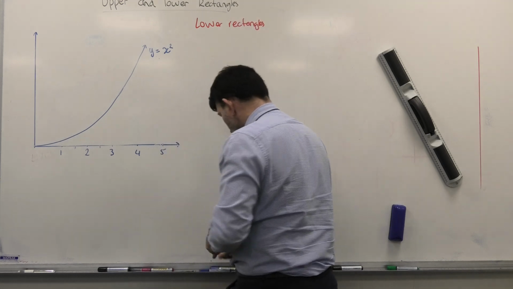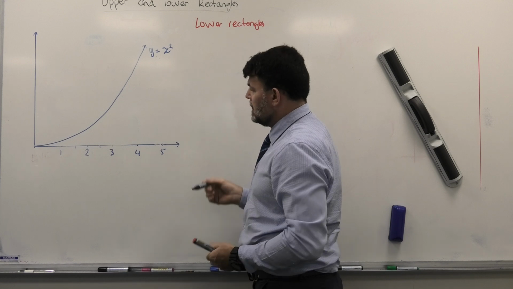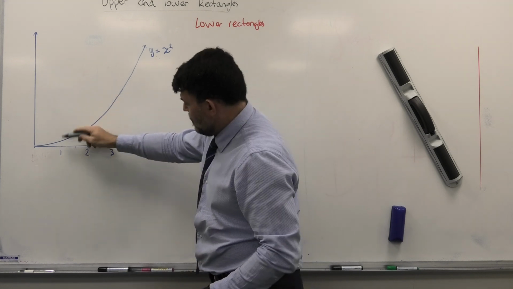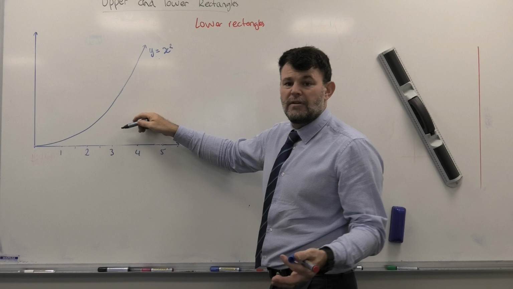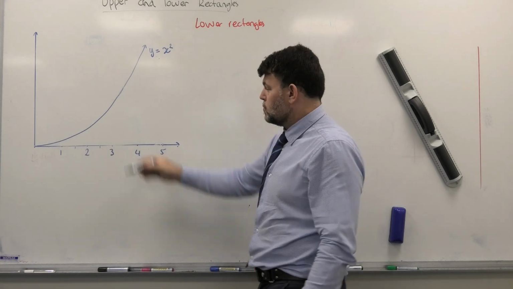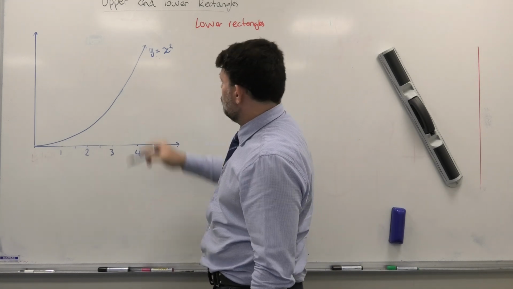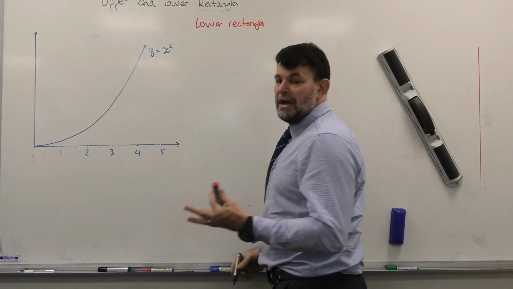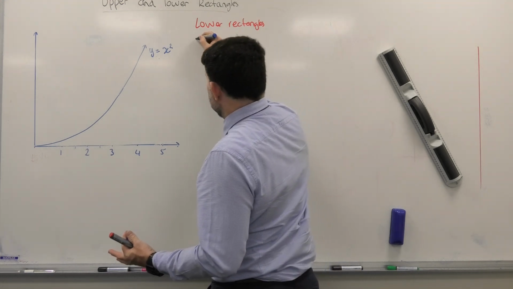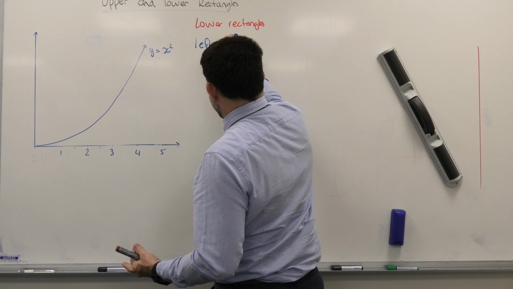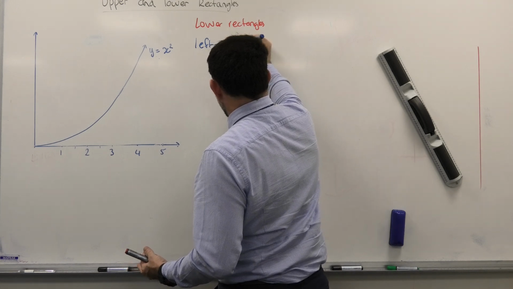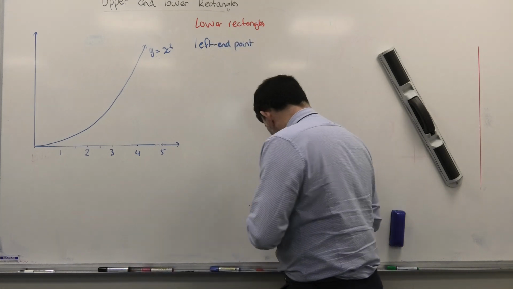So if we're trying to find the lower rectangles, what we're trying to do here is find an area underneath here that's going to be kind of an underestimate. We're going to have spaces between the curve and the rectangles. Another way that we can think of this is we can call this here left end point. So left end point, what does that mean?